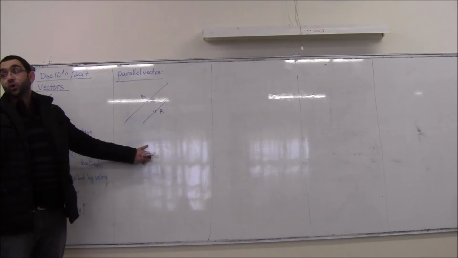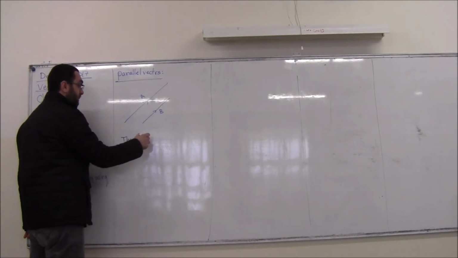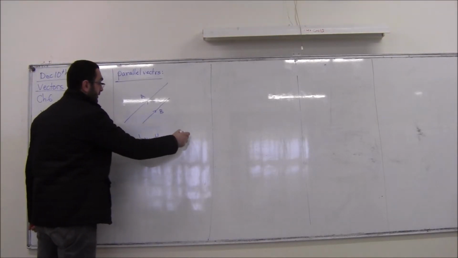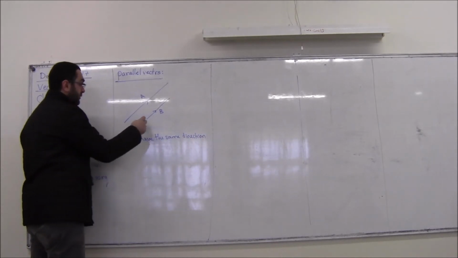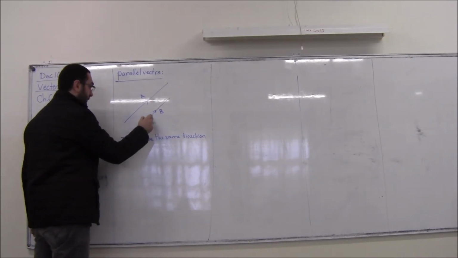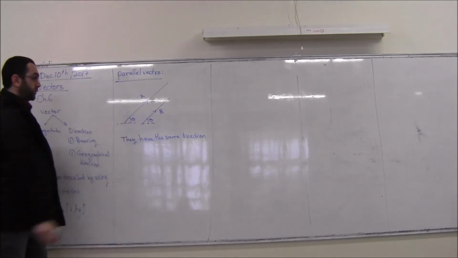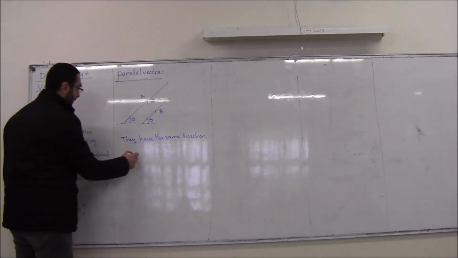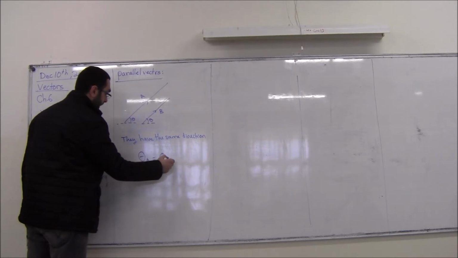Angle, or in other words, gradient. They have the same direction. Which means that this angle theta is equivalent to this angle, with the horizontal or with the vertical, no matter. They have the same angle, and theta of A equals theta of B.